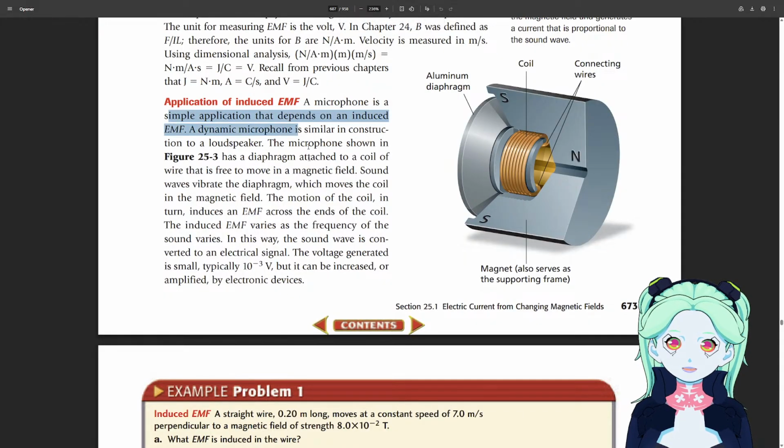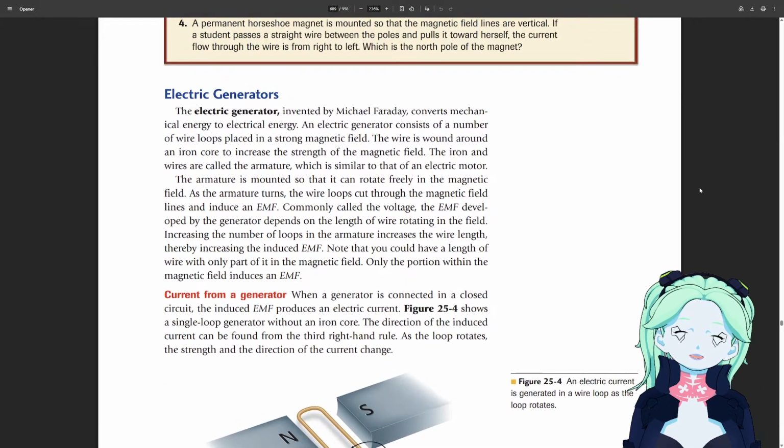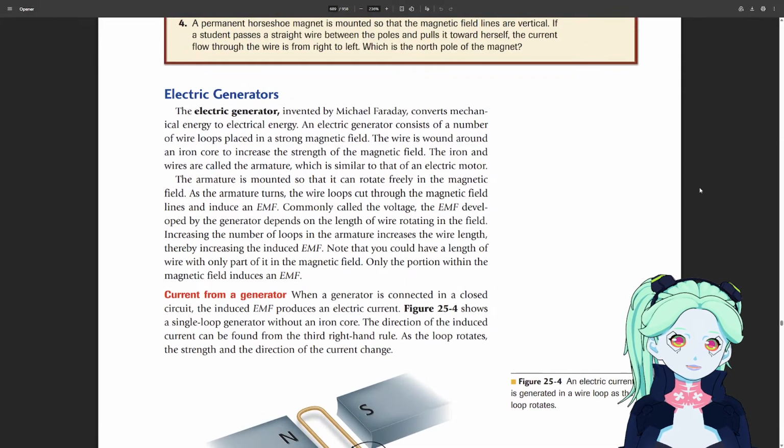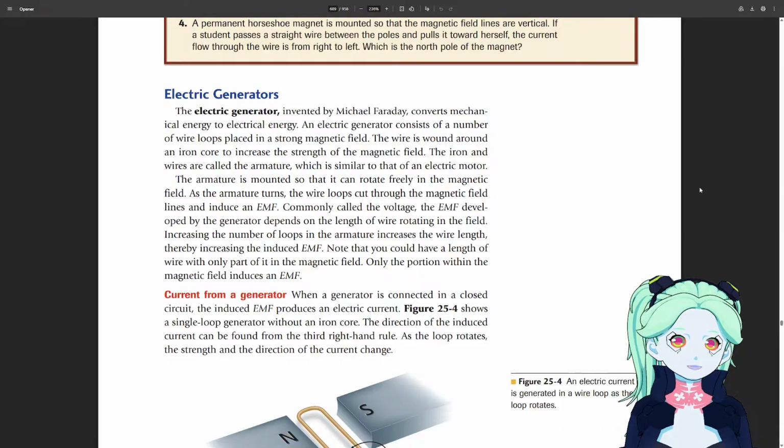So a microphone is a simple application. Electric generators. The electric generator invented by Michael Faraday converts mechanical energy to electrical energy. An electrical generator consists of a number of wire loops placed in a strong magnetic field. The wire is wound around an iron core to increase the strength of the magnetic field. The iron and wires are called the armature.